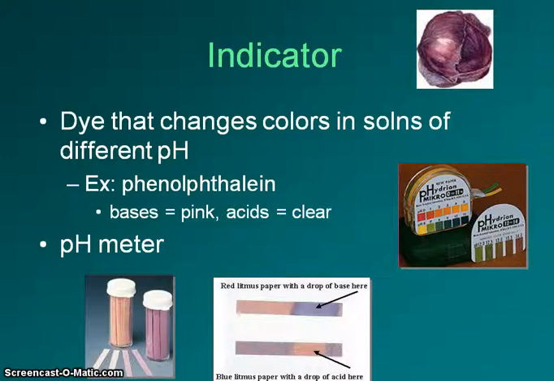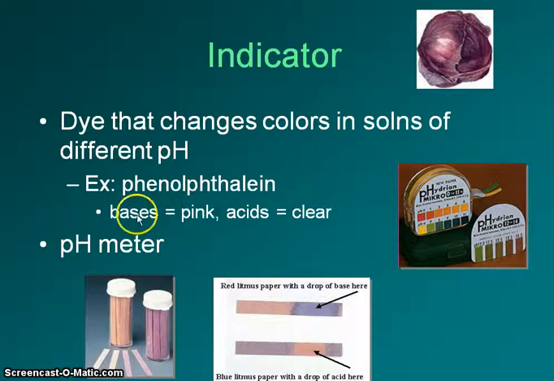An indicator is a dye that changes colors in solutions of different pH. There are all sorts of different indicators that can be used. There are actually a number of natural ones, like different types of plants. Red cabbage can be used as an acid-base indicator. Hydrangeas, if you have those flowers in your yard, can tell you the pH of your soil. You also have different actual chemicals, like phenolphthalein, which is a very common one.